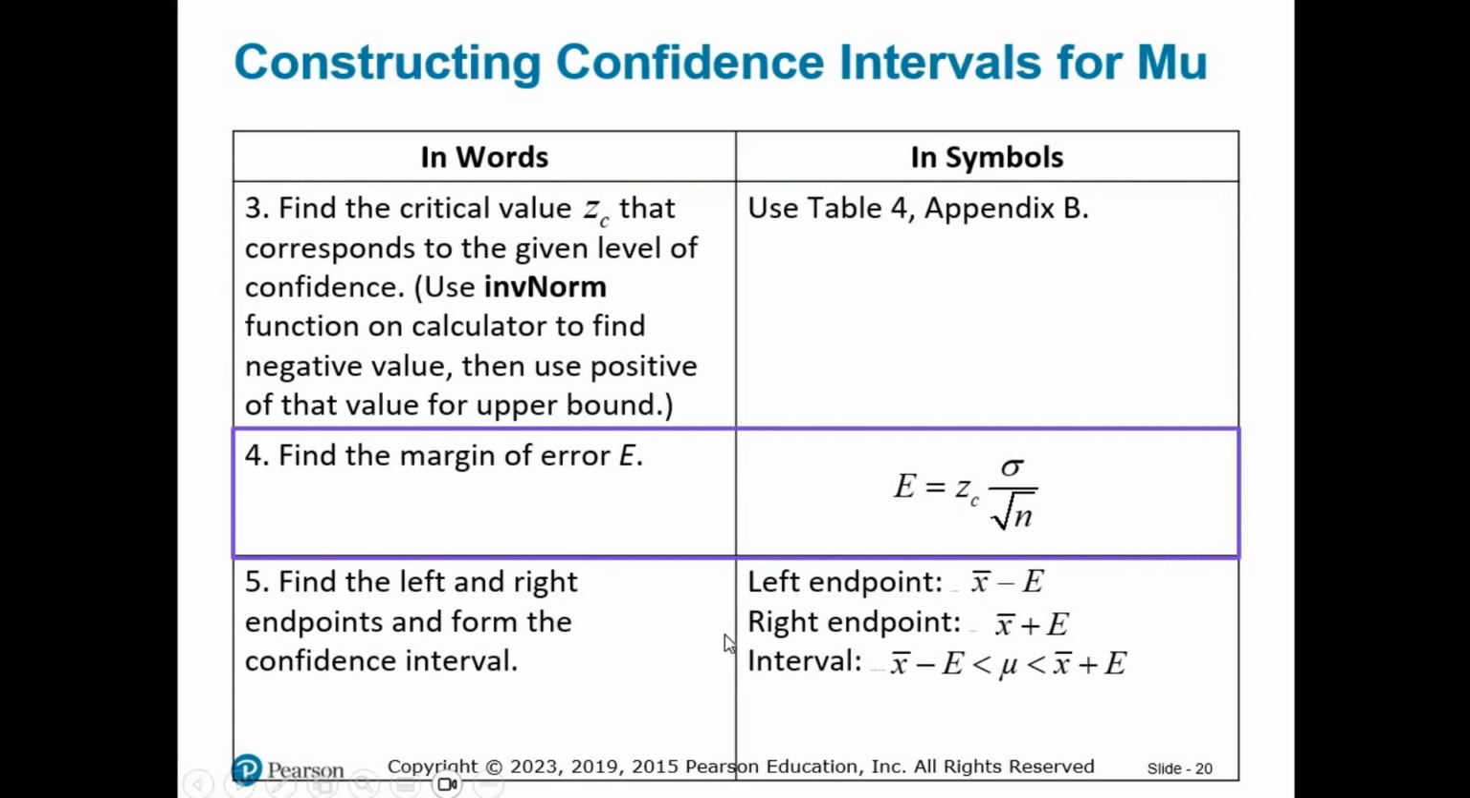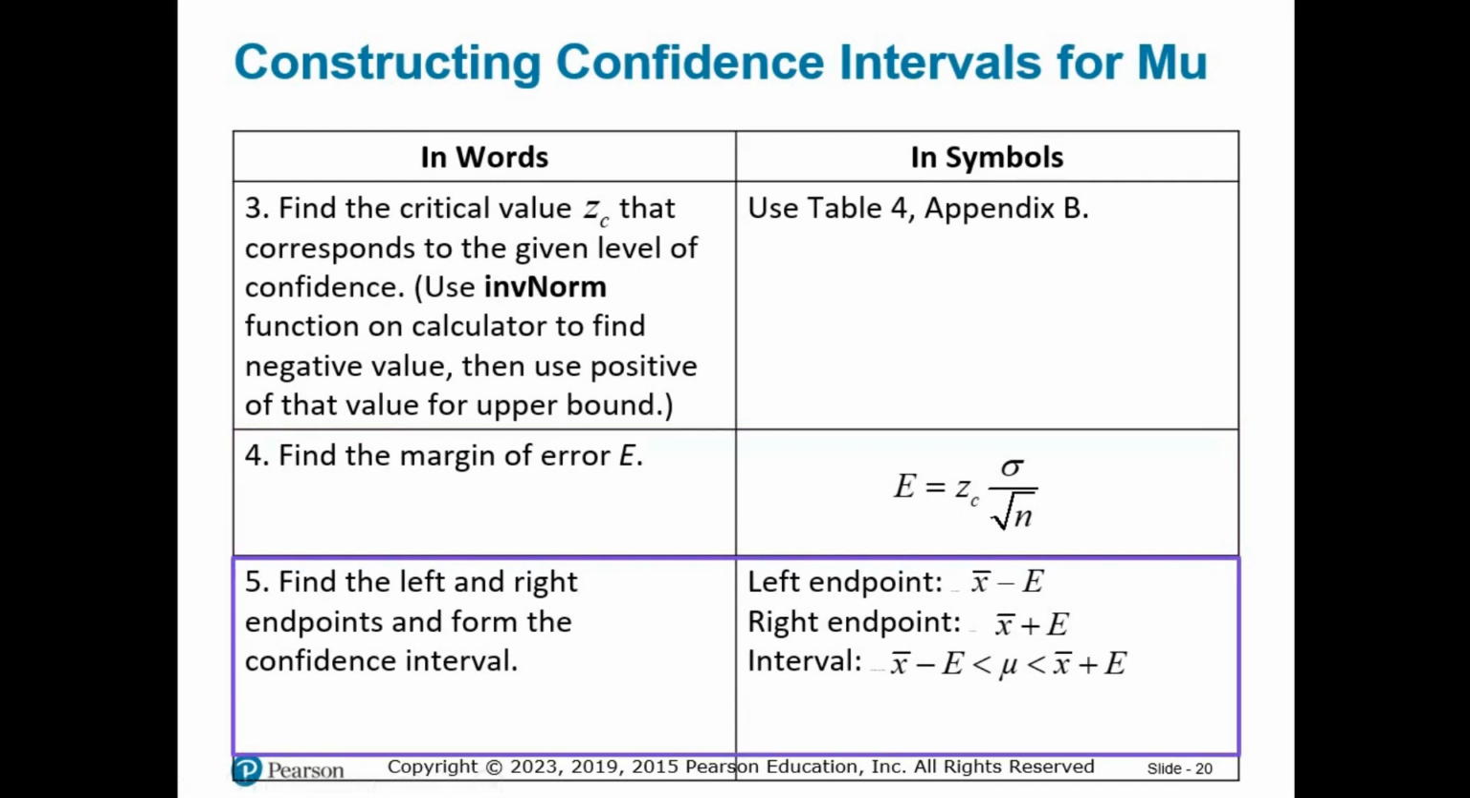Fourth, find the margin of error. This is a product, but you need to plug a few values in to achieve it. You need to have the following values ready: Z sub C, or your positive Z-score value, sigma, and sample size. Then plug them into the formula.